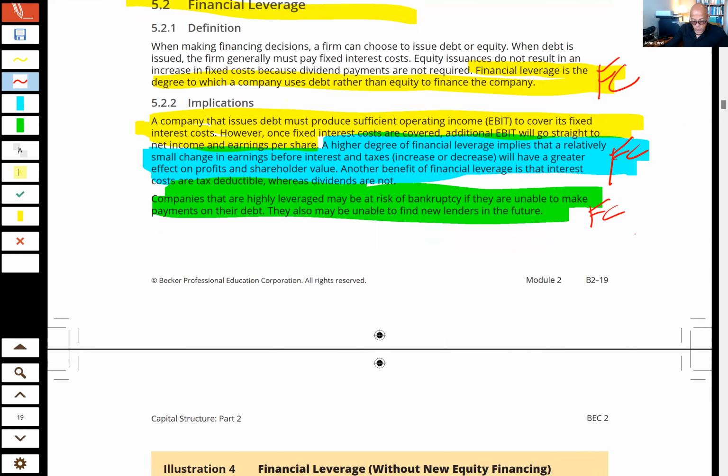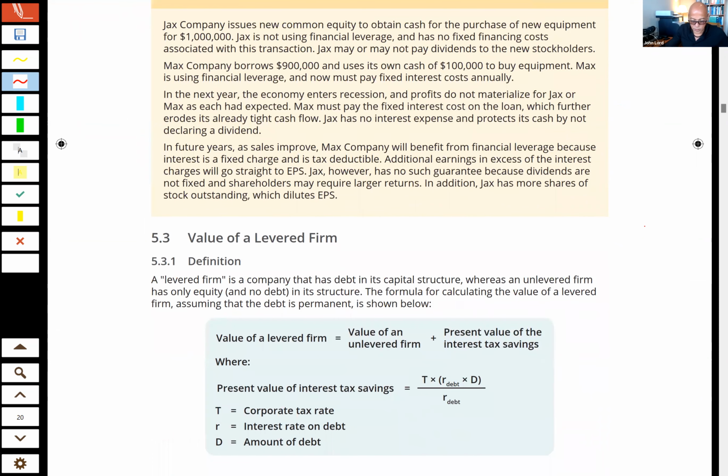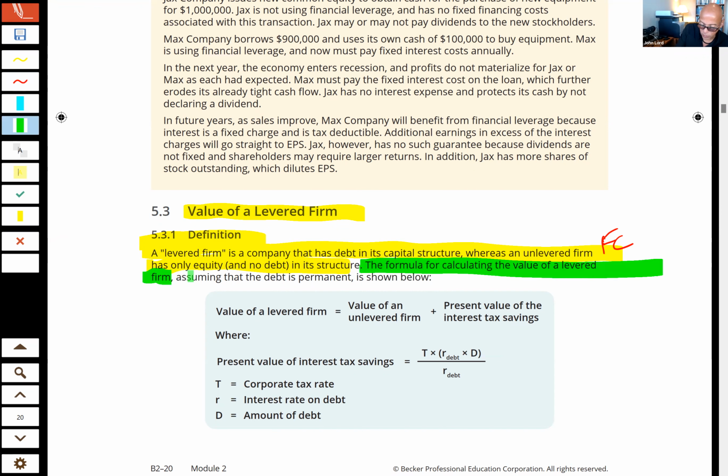Now I'm not going to read those financial leverage examples. How do you get more financial leverage? More debt equals more financial leverage. But take a look, they tell us the value of a levered firm. A levered firm is a company that has debt in its capital structure, whereas an unlevered firm only has equity and no debt in its structure. So flashcard that.